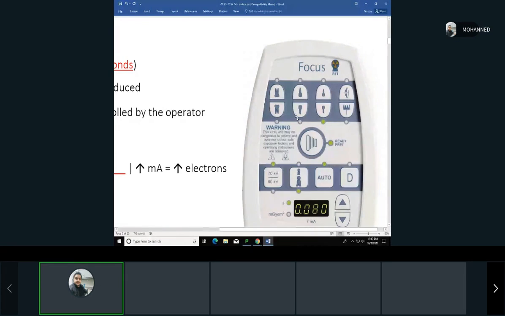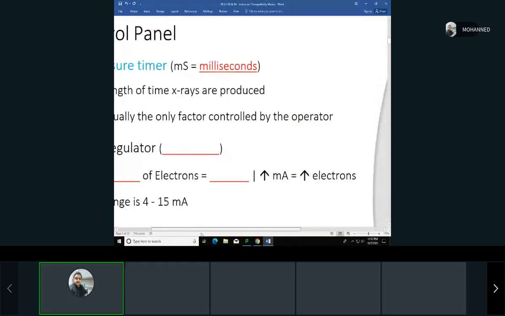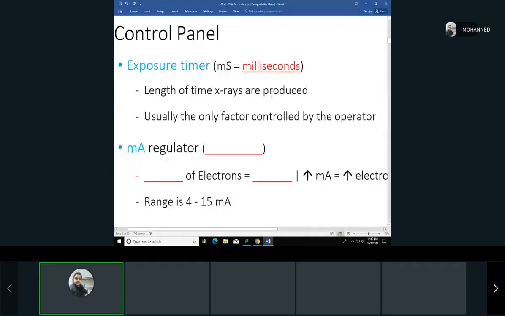We can only change the exposure time. And a lot of the time, again, we don't have to change it manually. We can just choose: is it a posterior tooth or an anterior tooth? Is it maxillary? Is it mandibular? Is it a bitewing or not? And that's why it's the only measure that we can actually control as the operator.